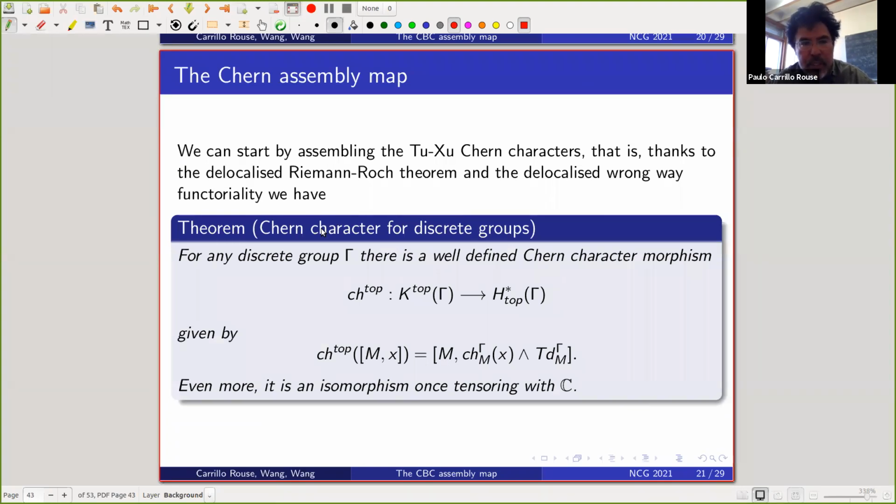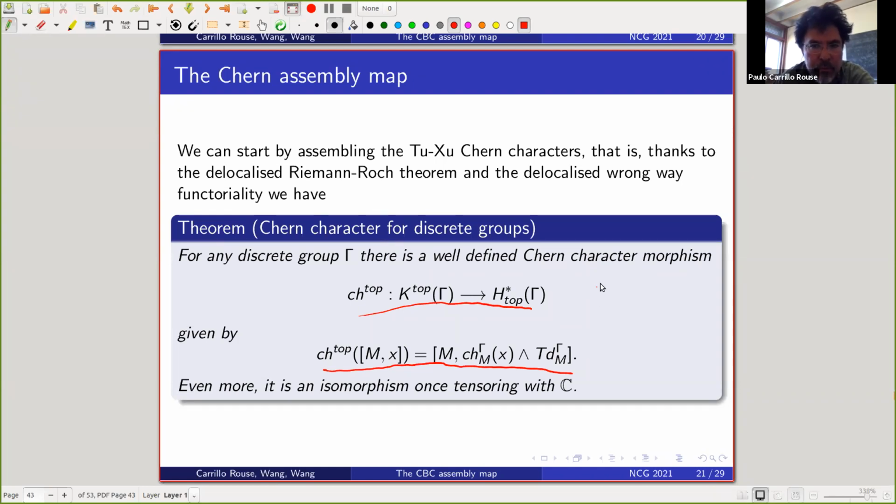functorialities in K-theory and in delocalized cohomology, then this following theorem is just a corollary of all those results, meaning that for any discrete group, there is a well-defined Chern character morphism. Here, this one, sorry. And it is explicitly given in cycles by this. This is a consequence of Riemann-Roch, of delocalized Riemann-Roch, and also of the Grothendieck functorialities in K-theory and in delocalized cohomology. This is not the first Chern character of this type in the literature.